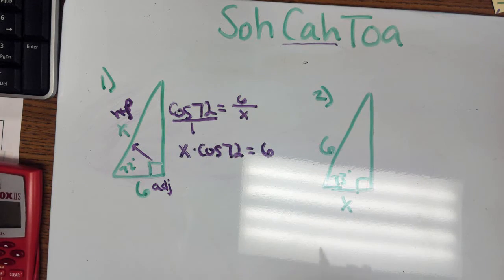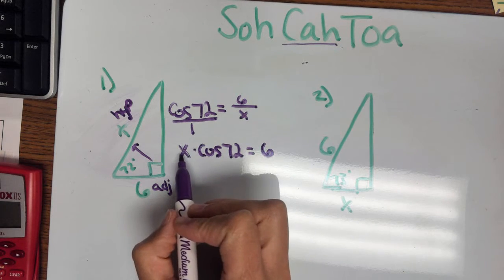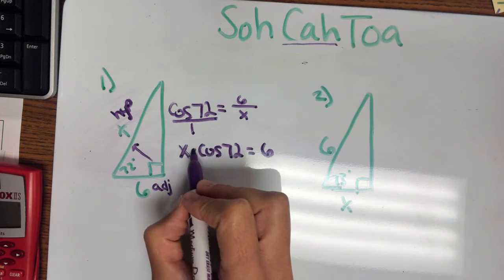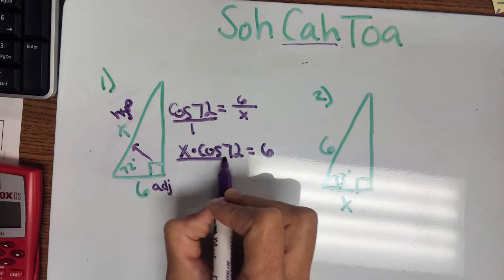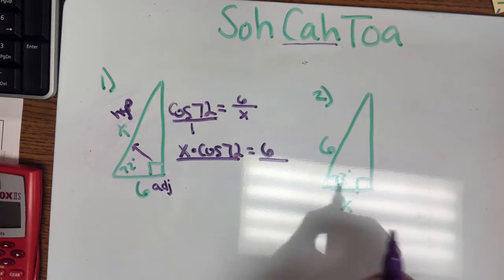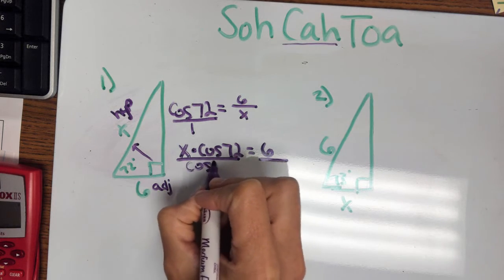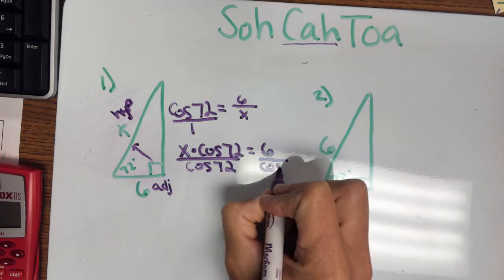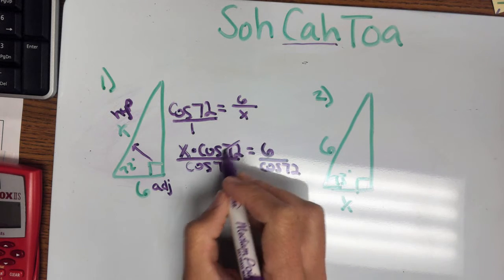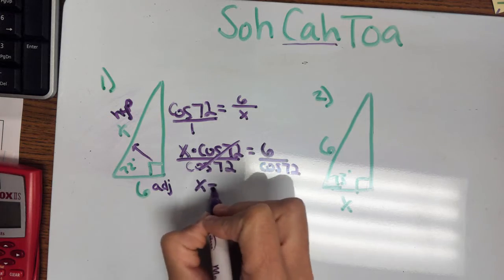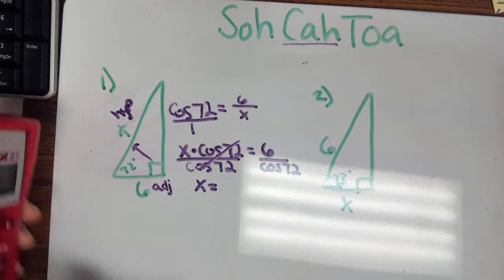Our goal, remember, is always to solve for X. So if we're trying to solve for X, we have multiplication. We're going to undo multiplication with division, but whatever we do to one side, we do to the other. So we're dividing by cosine of 72 on both sides. That will cancel, which is what we wanted. We have X left over, and then we're just going to type this in.